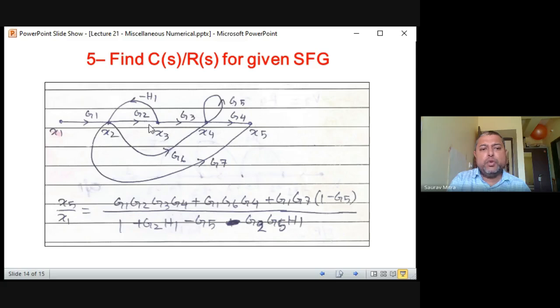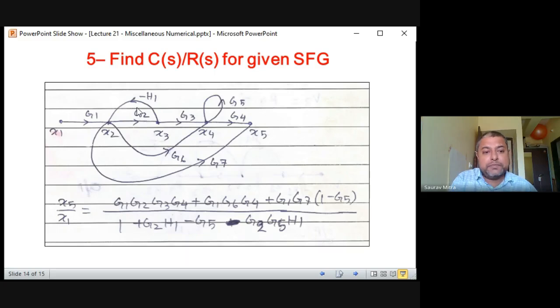So we are finding there are 2 loops. Okay. So this is the first loop, G2H1, and this is negative, that's why it will become 1 plus G2H1. This is another thing, G5. So you are finding this is a feedback path and this is positive feedback. Whenever there is a positive feedback, it will generate a negative sign in the denominator. So this is minus G5.